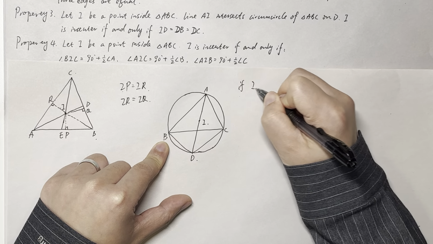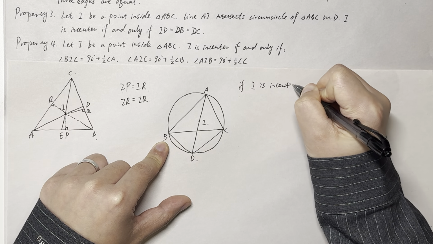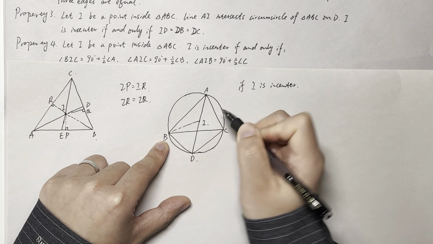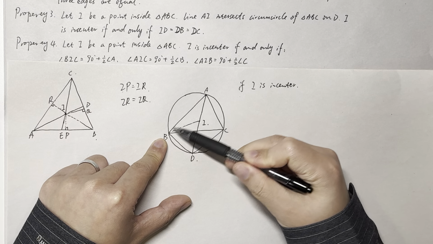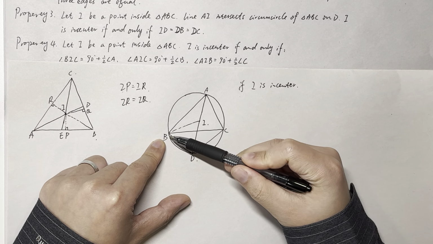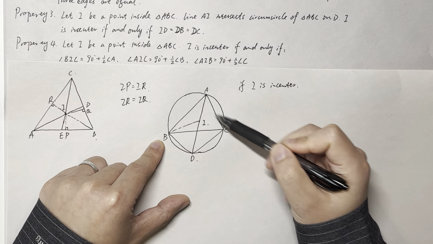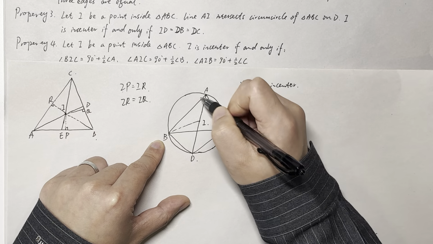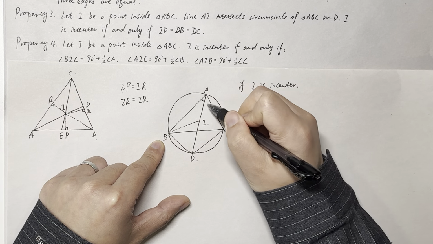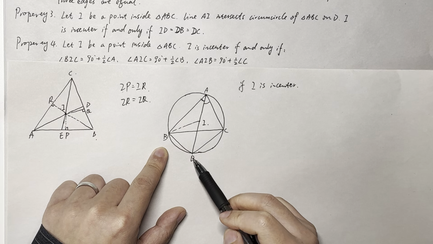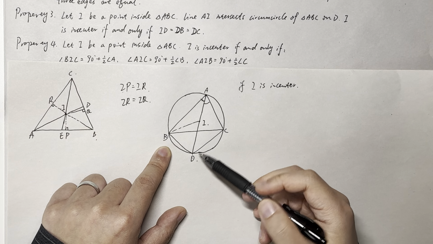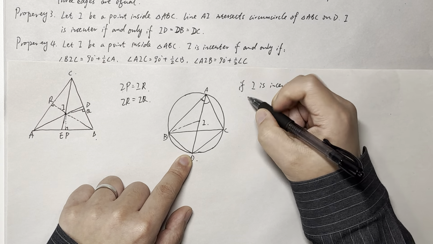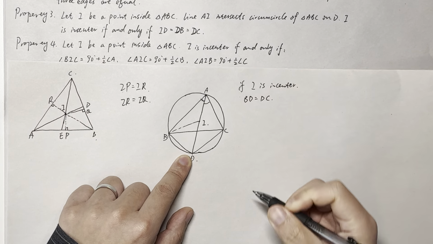So if I is the incenter, that means BI is the angle bisector of angle ABC. AI is the angle bisector of angle BAC, right? And I is the incenter, which means that the angle BAD equals angle DAC, which means arc BD, or chord BD, equals arc DC and chord DC, which means BD equals DC, right? So BD equals DC.